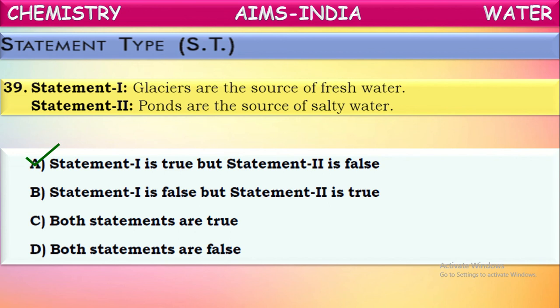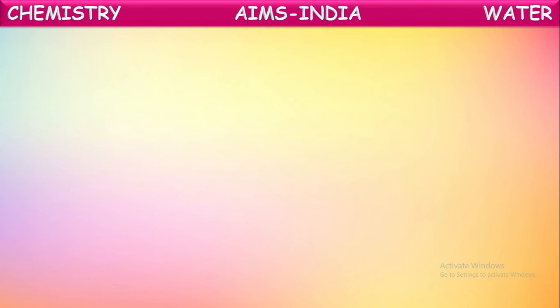Ponds contain fresh water only. Of course, there might be some impurities, but it is not salty. Salt water is mostly present in oceans and seas, but not in the ponds. Okay, statement 2 is false, whereas statement 1 is true. Next question.